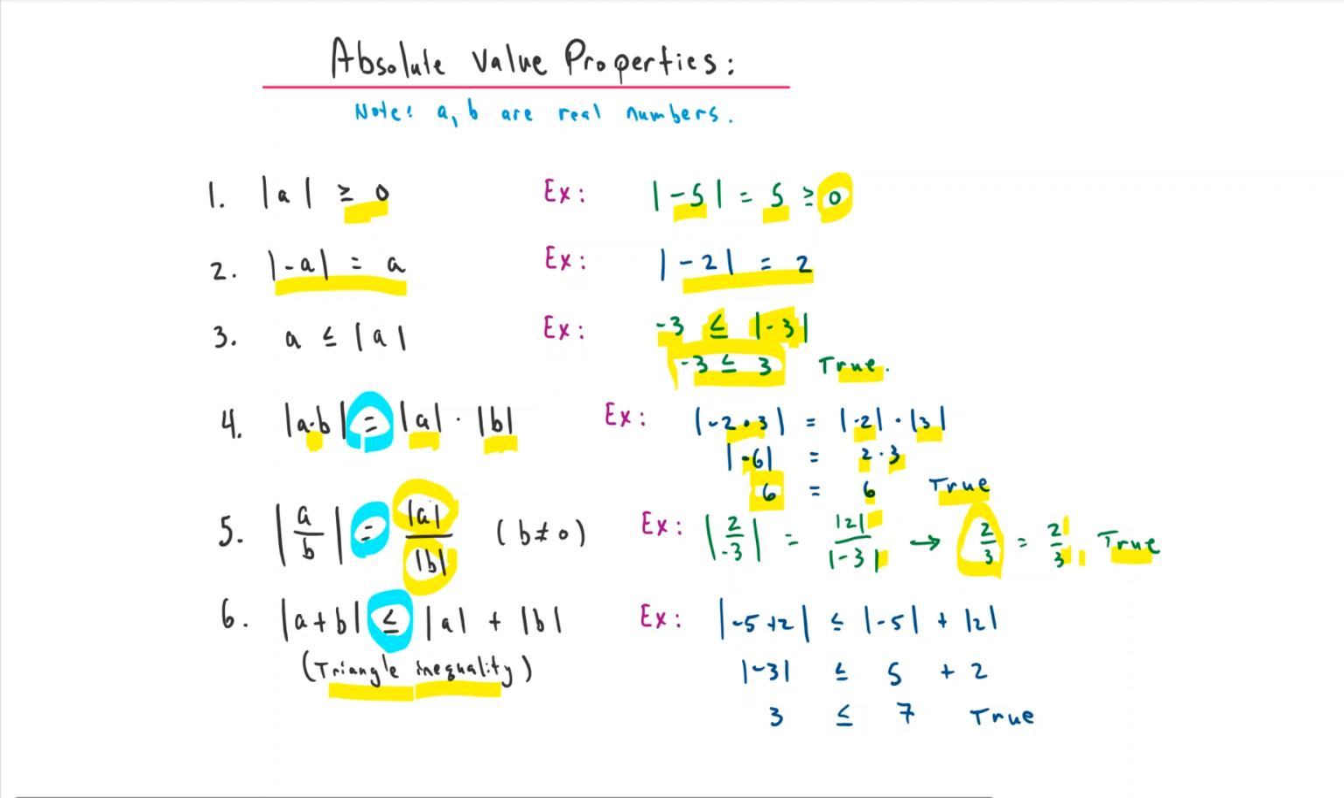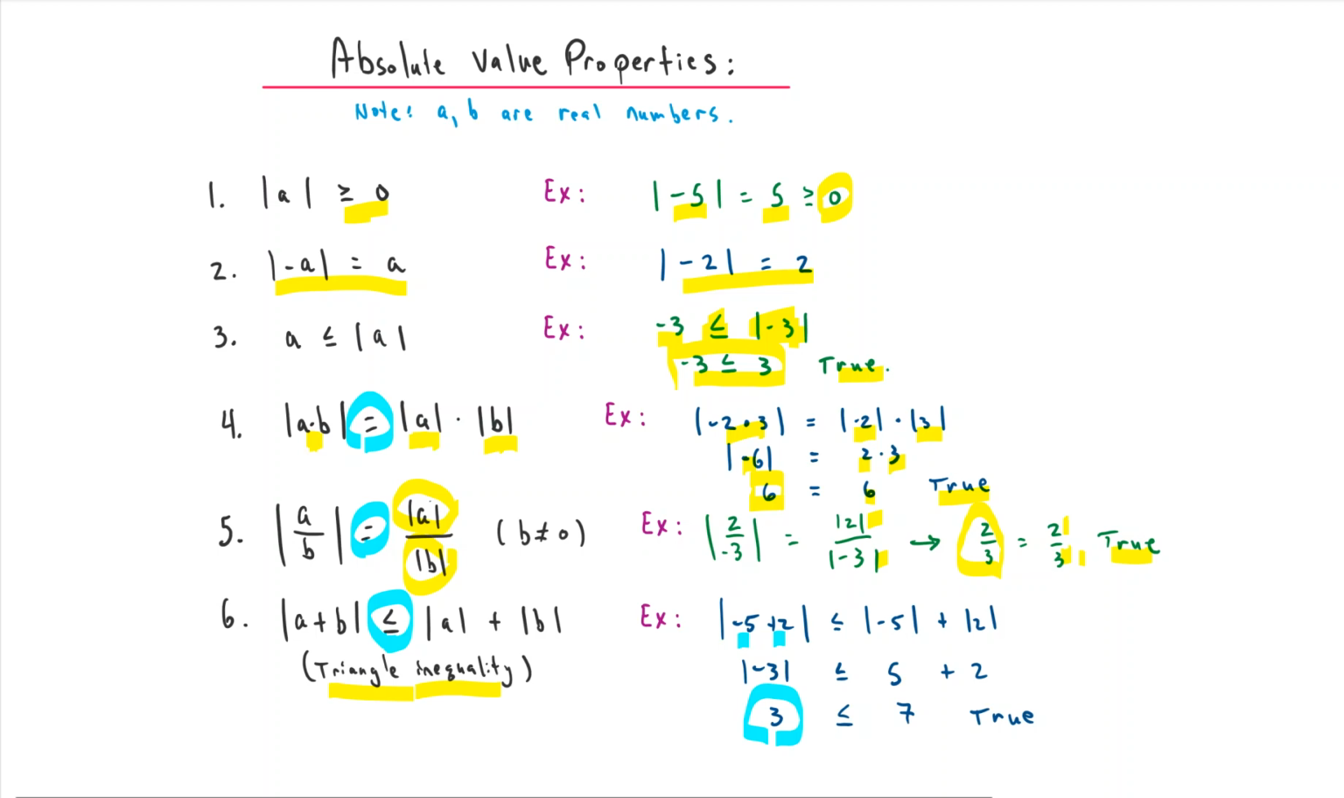So let's check it out and see if that makes sense to us. We're looking on the left. If, say, we have a equals -5 and b is 2, so we have -5 plus 2. If we add those together, we get -3, and then the absolute value of -3 is +3. So that's what we have on the left. So our inequality says that 3 has to be less than or equal to whatever is on the right.